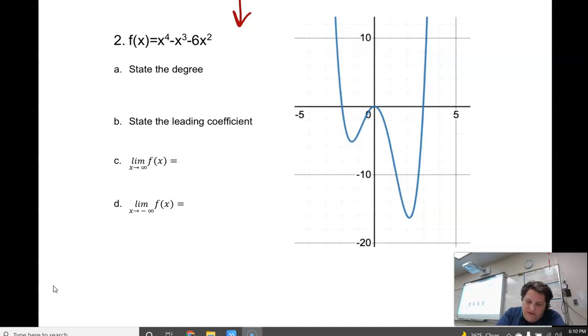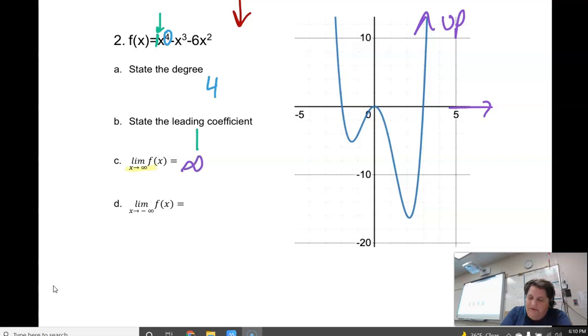Let's look at another question. First, we have the degree, the highest exponent. That's 4. The leading coefficient: if you don't see one, remember there's always a little magical 1 hiding in there. The leading coefficient is 1. This tells me as I go to the right-hand side of the graph, my arrow is going up.